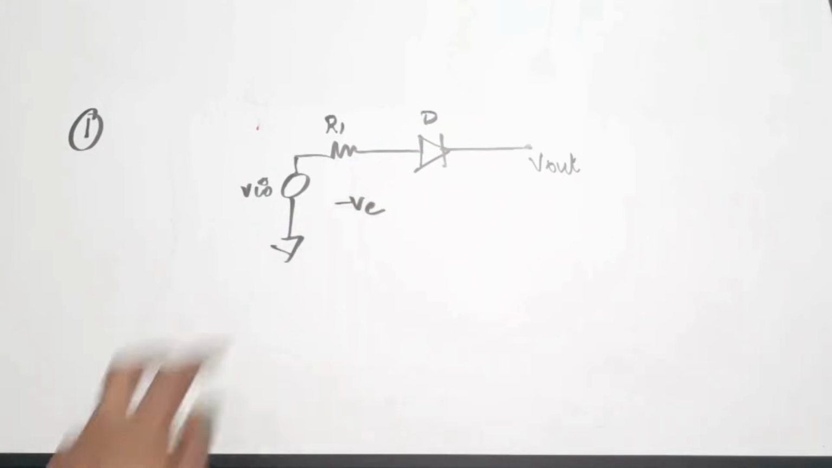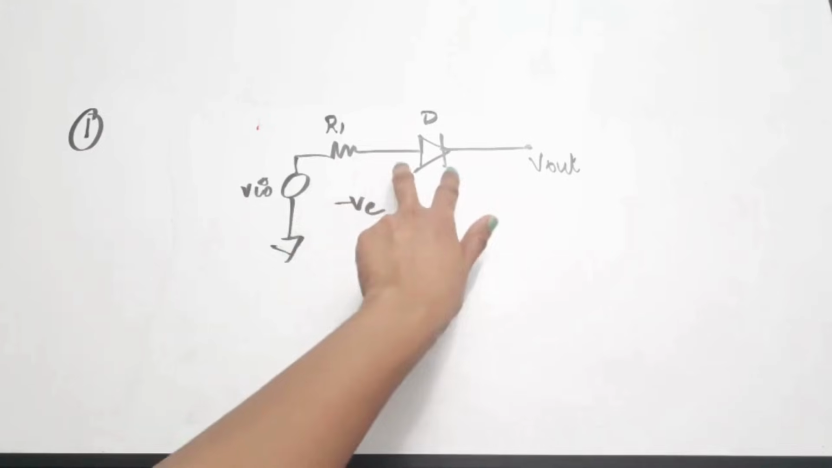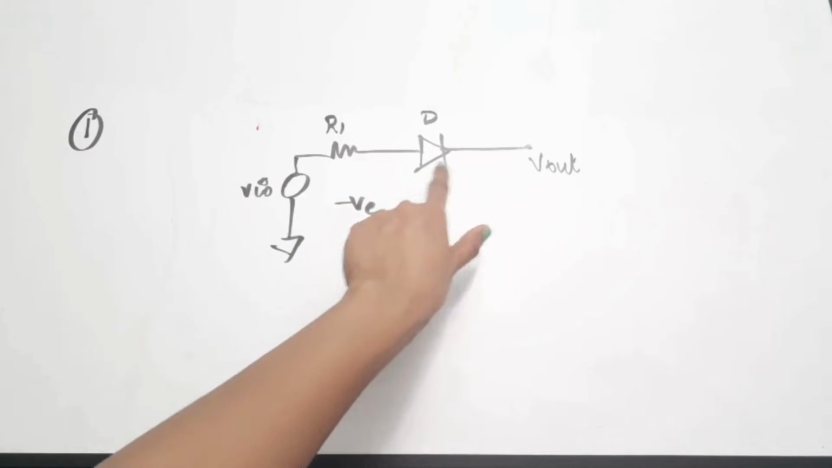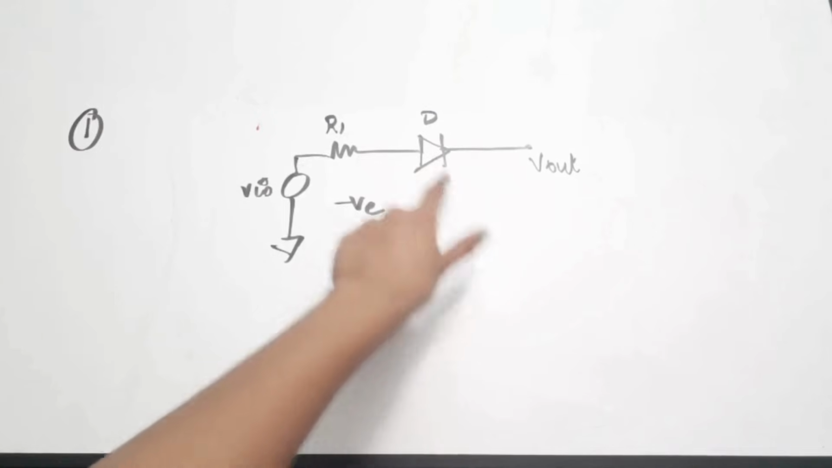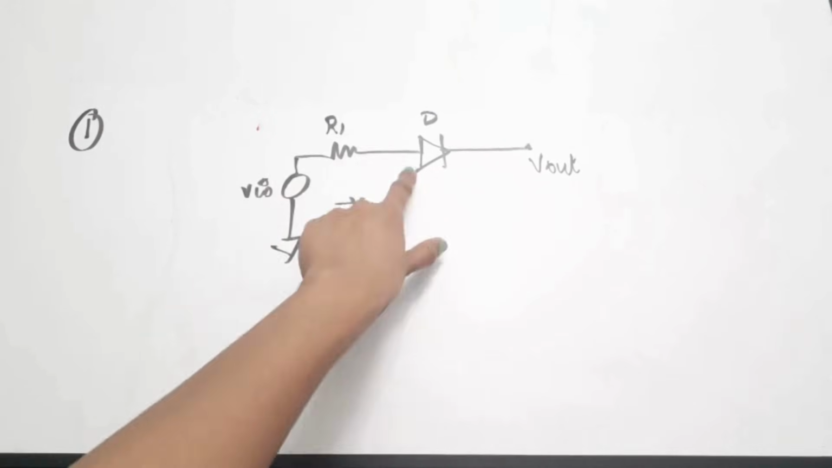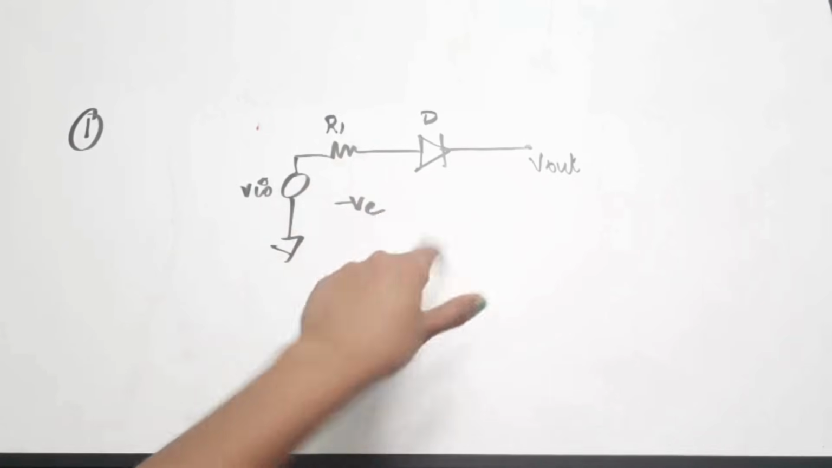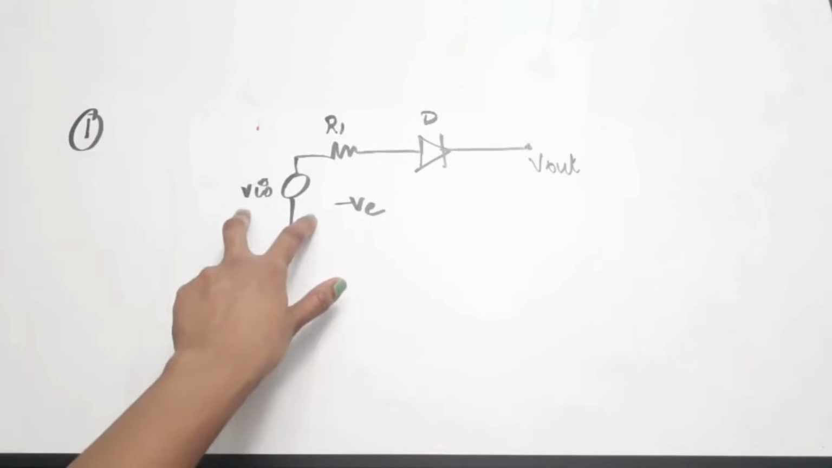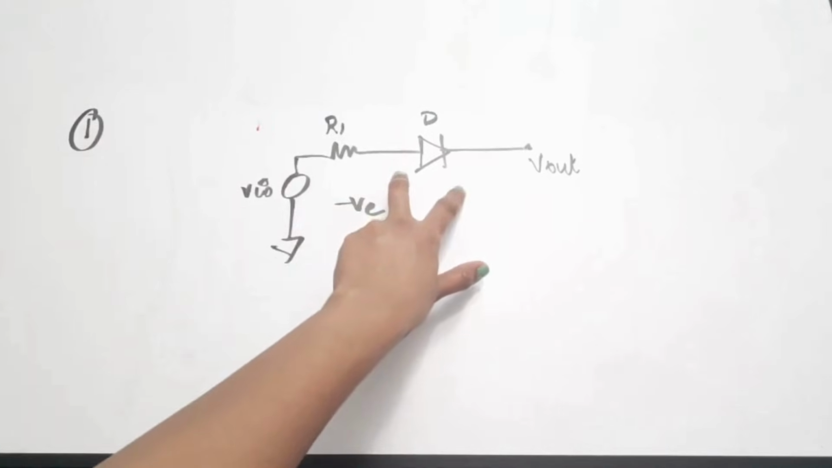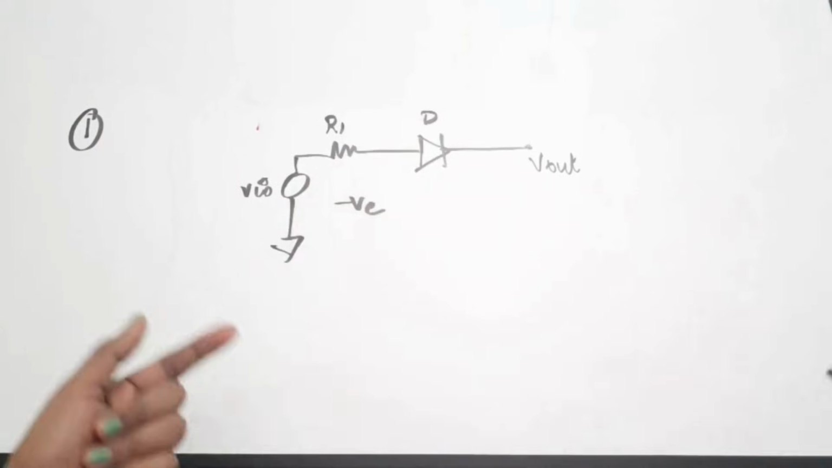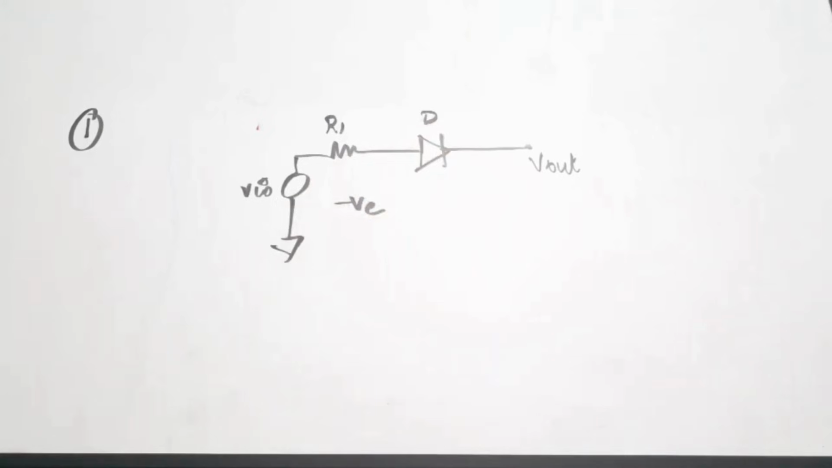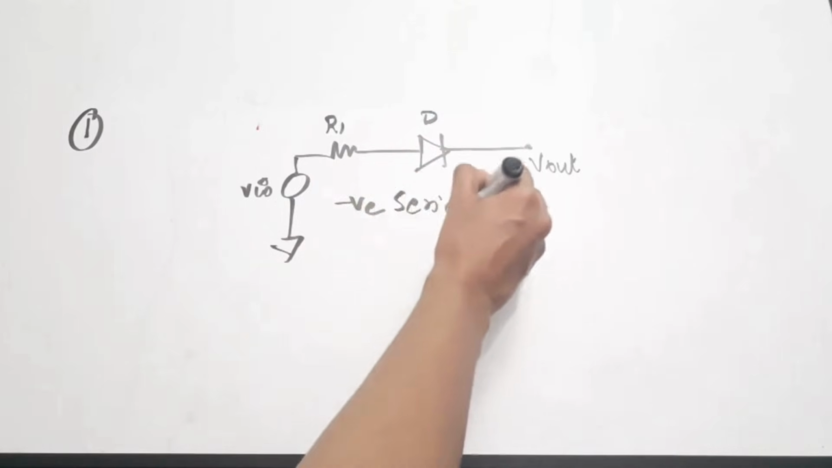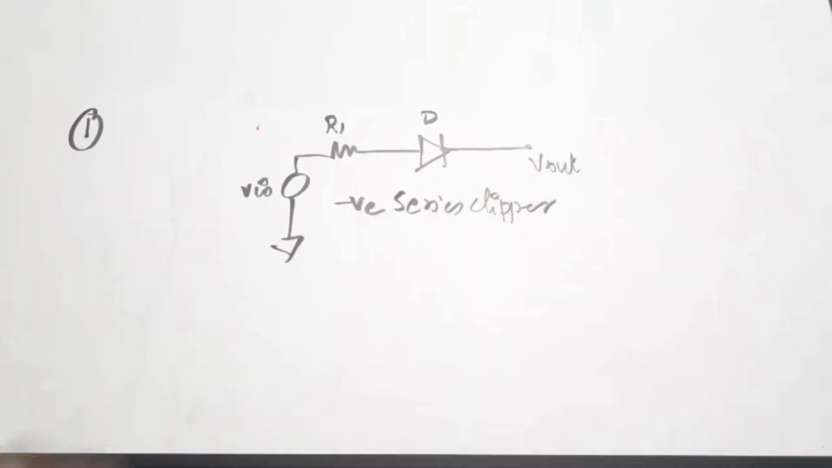Why? Because when the positive half cycle of the wave is coming, the diode is connected positive and then negative, so it is forward biased. But when the negative half cycle is coming, the diode will get reverse biased and hence it will act as an open circuit. So this is nothing but a negative series clipper. We have done a detailed video on series and shunt clippers, that is clippers part 1 and part 2, that you can study. Okay, so here we need to find the transfer curve.